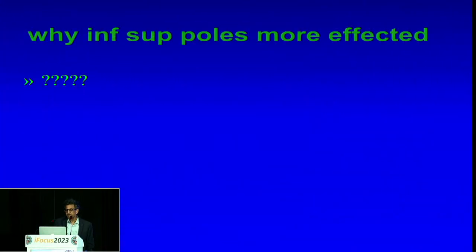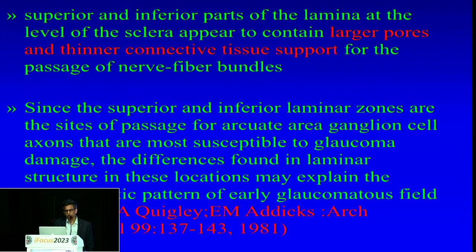So why are the inferior and superior poles more affected? Yes, we know that more fibers are passing over there, but the problem is that they have larger pores and thinner connective tissue support. So what is happening over there is that whenever there is a pressure gradient, the lamina cribrosa gets bent and there is a pressure defect over there.